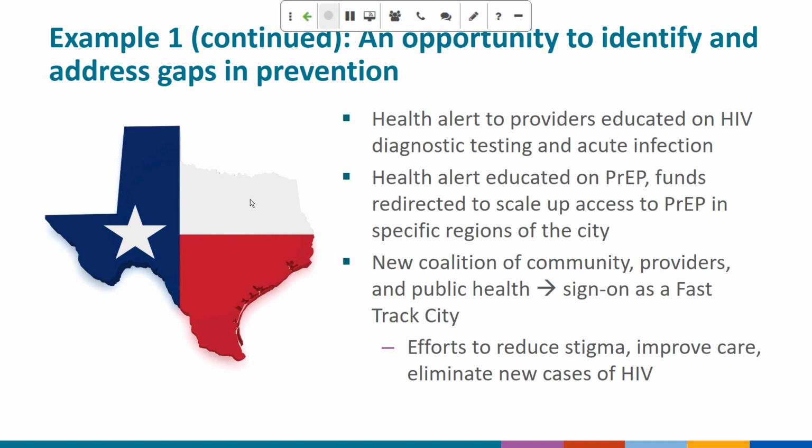So here you see, these are some things that health departments are already working on, making sure that people are educated about HIV and that prevention services are reaching the right populations. This is an example of how cluster detection can lead to an opportunity to identify gaps in those services and how the health department can redirect efforts to make sure that the services are reaching the populations that need them most.